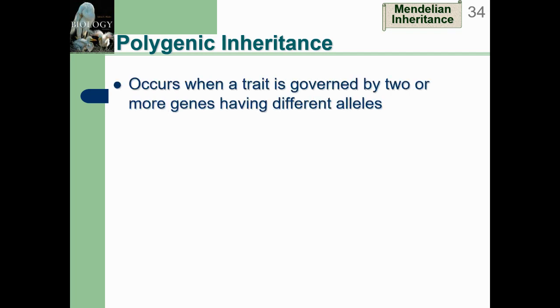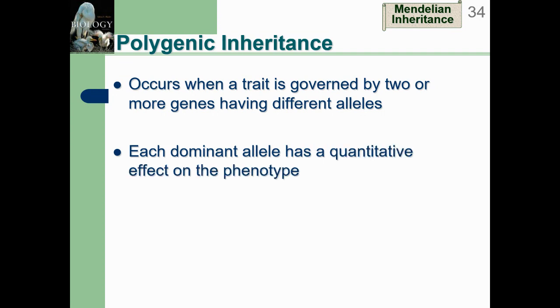Some other non-Mendelian inheritance, polygenic inheritance, occurs when I have a trait that is governed by more than one gene. Lots of different genes are going to interact. So some of those have a dominant allele. All the dominant alleles would have a quantitative effect on the phenotype. We're going to add these up. They're additive. But some of these genes, for example, eye color always comes up because people say, oh, I can't have blue eyes. Nobody in my family has blue eyes.